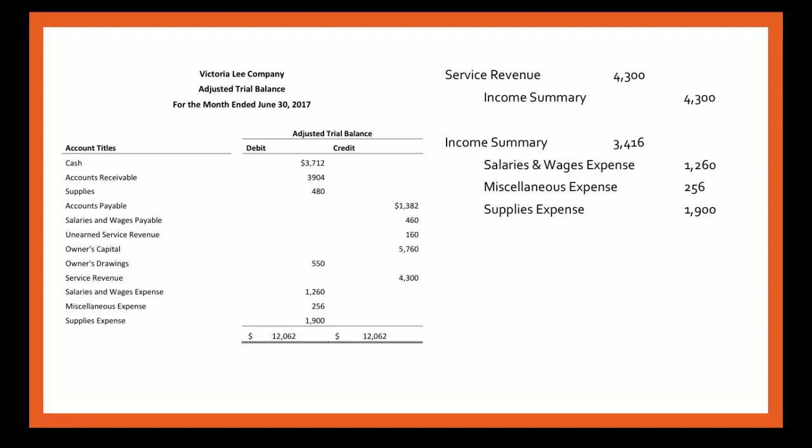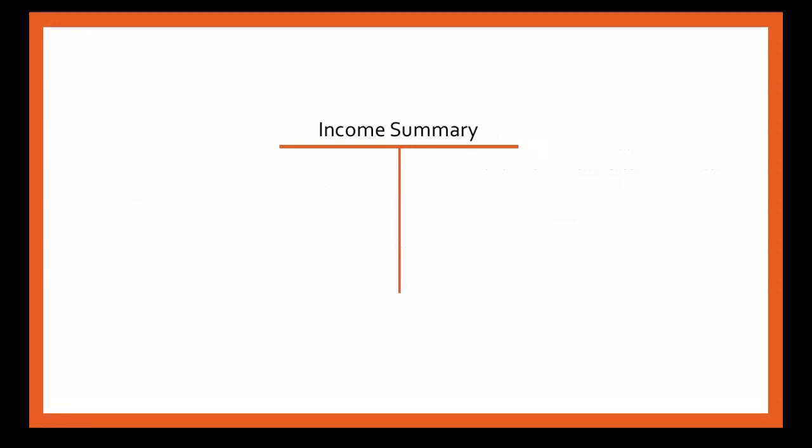Now our third step is to close income summary. And so this is where we are going to want to make a T account. So we make a T account for income summary, and we figure out what have we done so far to this income summary account, and what would its balance be after those first two closing entries. So far we have credited income summary for $4,300, and we've debited income summary for $3,416.